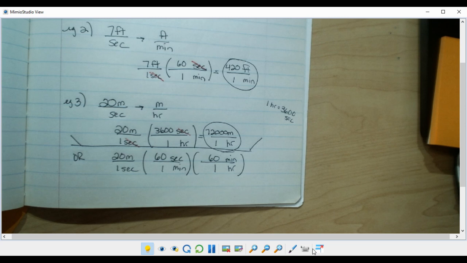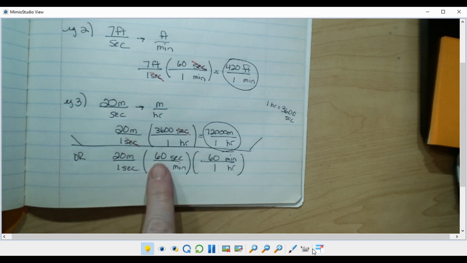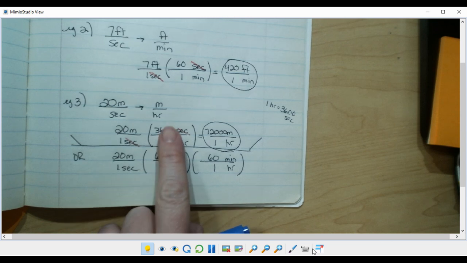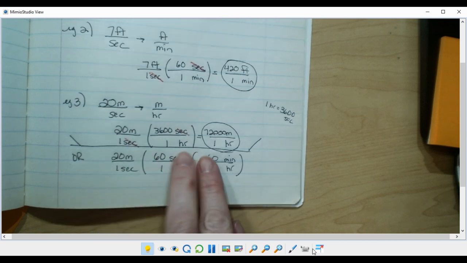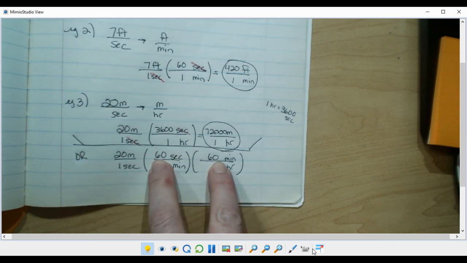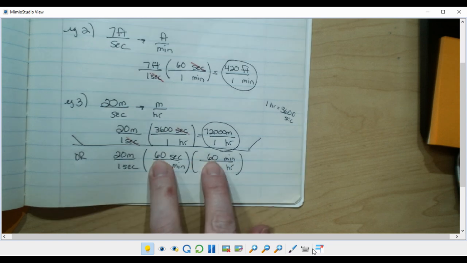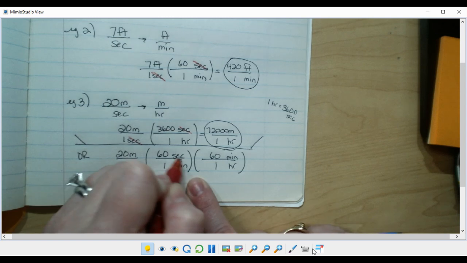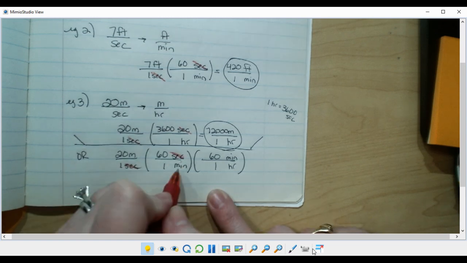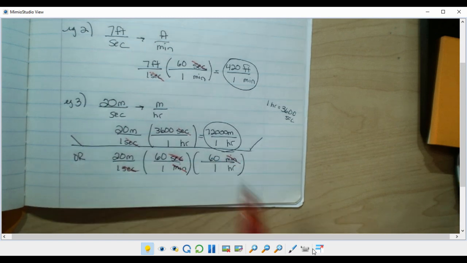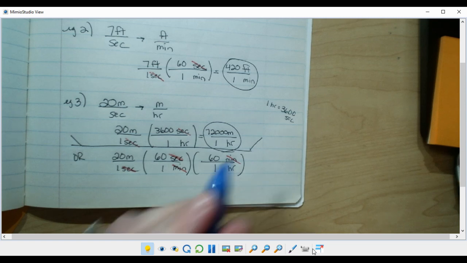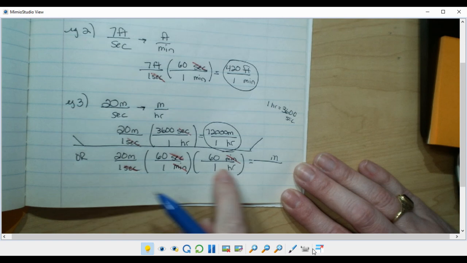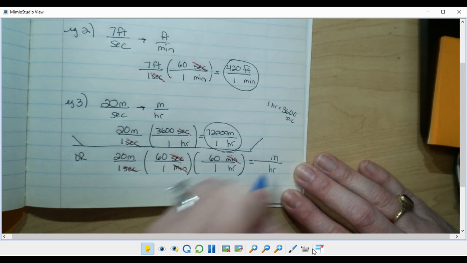Now, when you look at this, if you're good with your times tables, you know that 60 times 60 is 3,600. These 2 problems are exactly the same. I've just broken this down a little bit more. 1 step here, 2 steps here. This is more fun to cross things off, though. We've got seconds and seconds, top and bottom, and we've got minutes and minutes, top and bottom. So the only labels left are meters and hours, which is good because that's what I need.